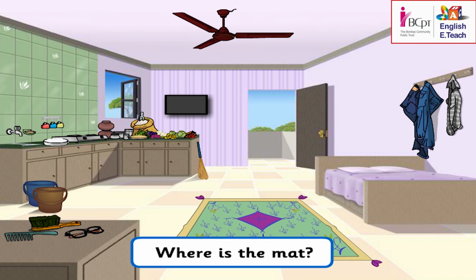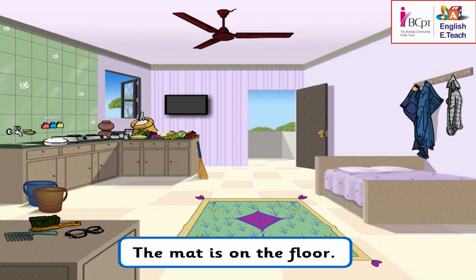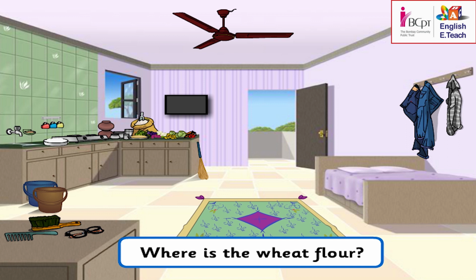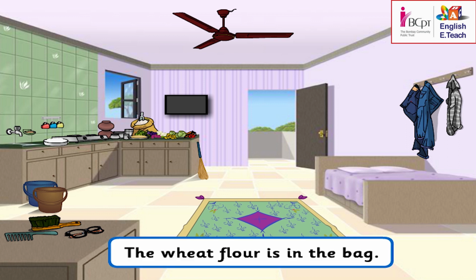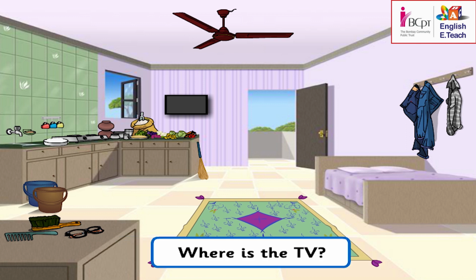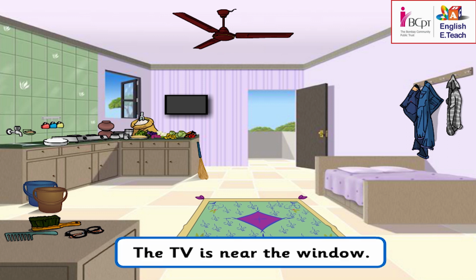Where is the mat? The mat is on the floor. Where is the wheat flour? The wheat flour is in the bag. Where is the TV? The TV is near the window.